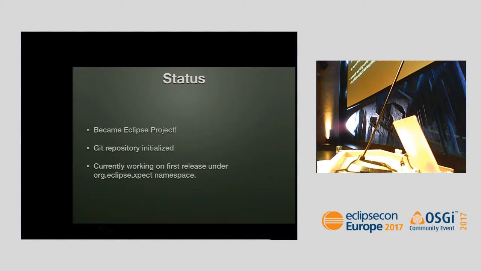So at the time when I wrote the proposal for this talk, it was just a proposal for the Eclipse project, but by now it has been accepted and the IP review went through, and the initial contribution is in the Git repository. Currently we are working on making the first build, the first release of Xpect available under the new namespace, which will not be org.xpect anymore, but org.eclipse.xpect.